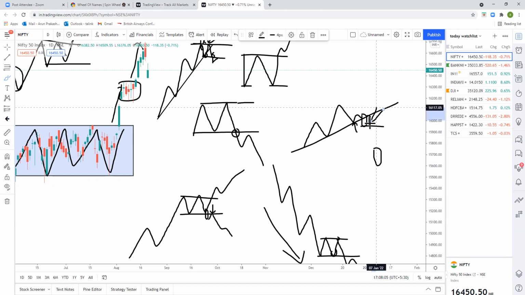Either you can take a new entry here, or if you're already long, do not panic and exit at this level, because if you do not see any sort of follow through, there are high chances that the market will reverse again immediately.